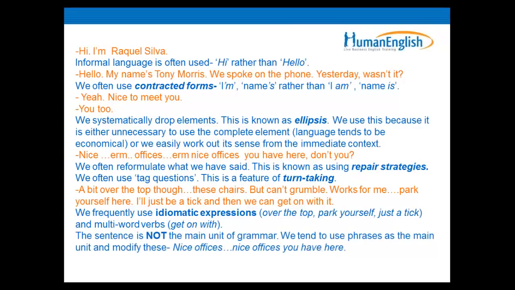Okay. And finally, the sentence is not the main unit of grammar. We tend to use phrases. Okay. We don't make complete sentences. We often use phrases. Nice offices. Nice offices you have here. Okay. So as we can see, we use a lot of different rules in the spoken language. We tend to use idioms, contractions, and more informal language.